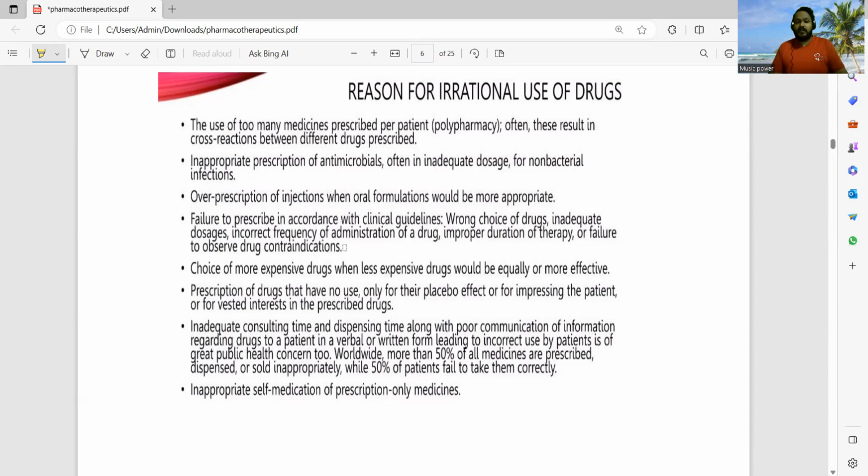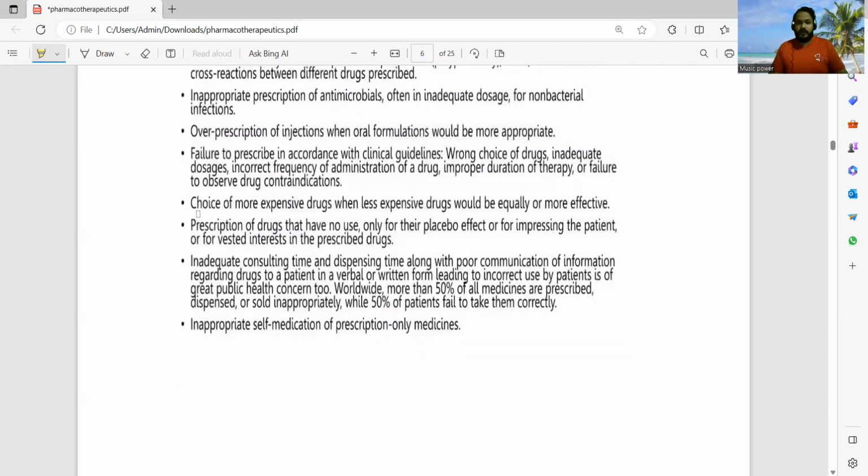Some drugs need to be monitored closely after administration, and it is the responsibility of the pharmacist and nurse in hospitalized patients. The effect of the drug must be observed, and care of the patient is required. Choice of more expensive drugs when less expensive drugs would be equally or more effective.